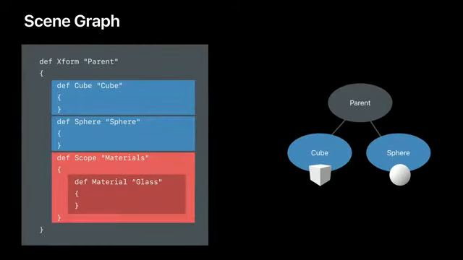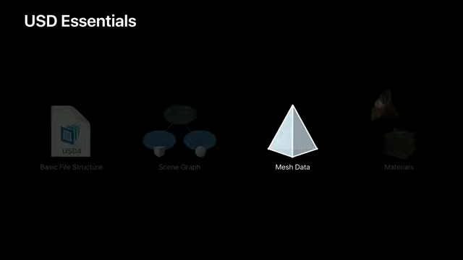A scene graph is easy to store with the nested prim structure of USD. You can see the outer prim of the parent with the two child prims, cube and sphere. You can also see that there are other prims, such as materials or maybe animations, that don't belong to the scene graph. So that covers scene graphs. Now let's take a look at mesh data.